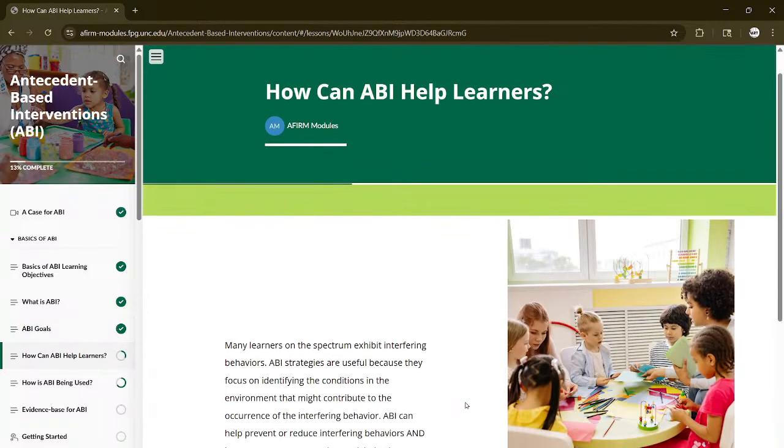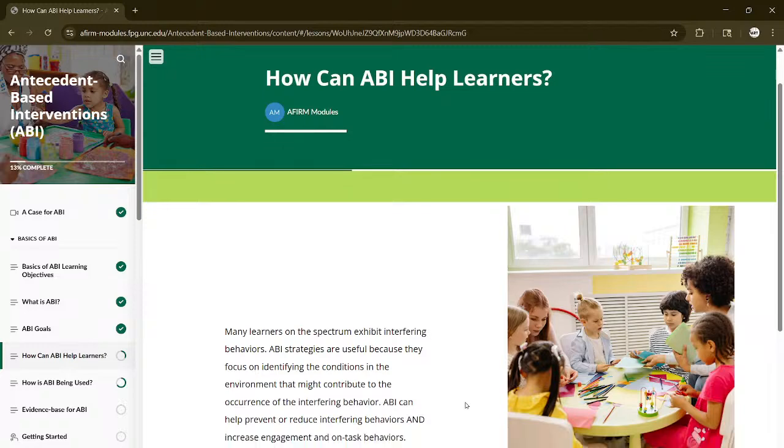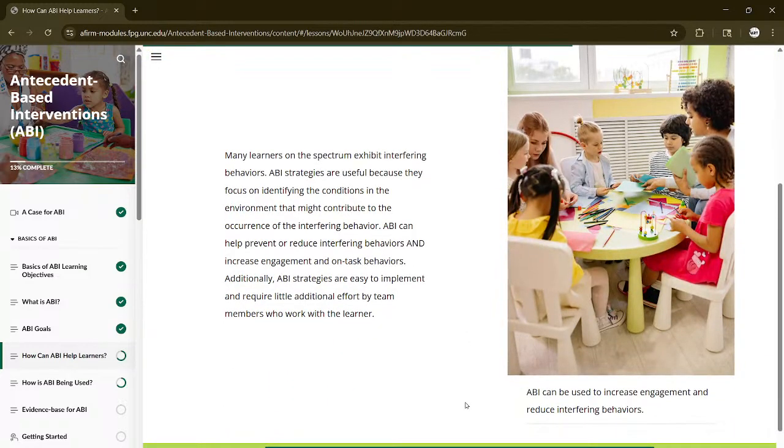How can ABI help learners? Many learners on the spectrum exhibit interfering behaviors. ABI strategies are useful because they focus on identifying the conditions in the environment that might contribute to the occurrence of the interfering behavior. ABI can help prevent or reduce interfering behaviors and increase engagement and on-task behaviors. Additionally, ABI strategies are easy to implement and require little additional effort by team members who work with the learner.